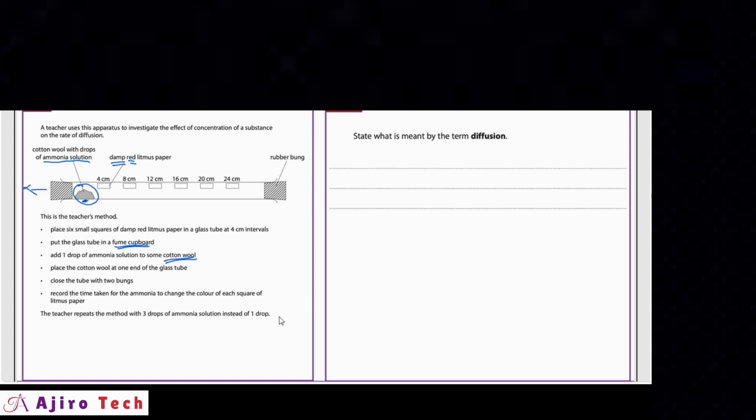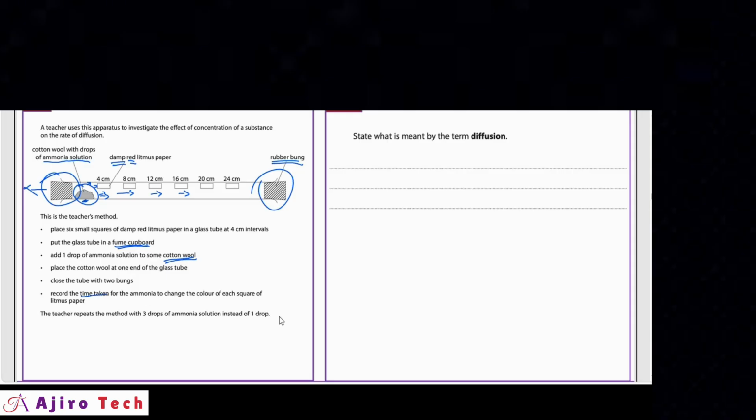It is placed towards the left of the tube, and then the other end is covered with a rubber bung, so that it will not allow the ammonia gas that is being produced from this end to escape, because the gas will be moving gradually, so that it will not be going out here. So that is the reason why we are adding the rubber bung at the end. So close the tube with two bungs. Yes, this is one bung and this is the other bung, so that there will not be any gas escape.